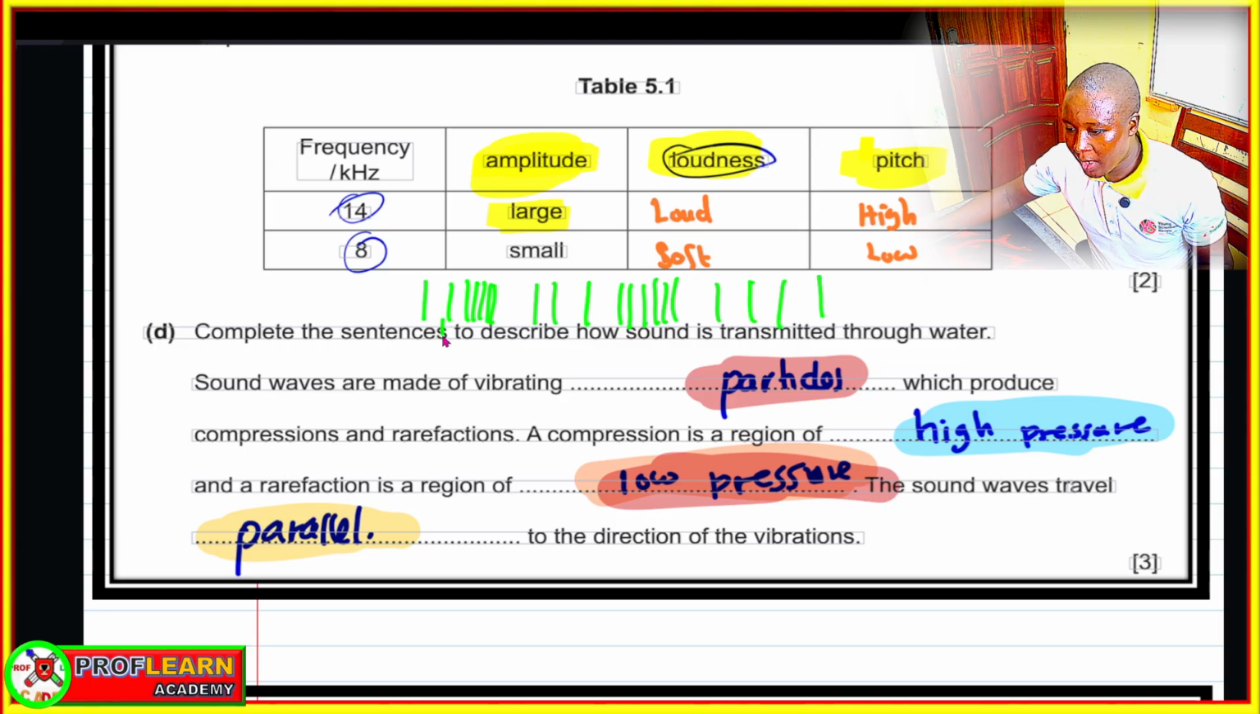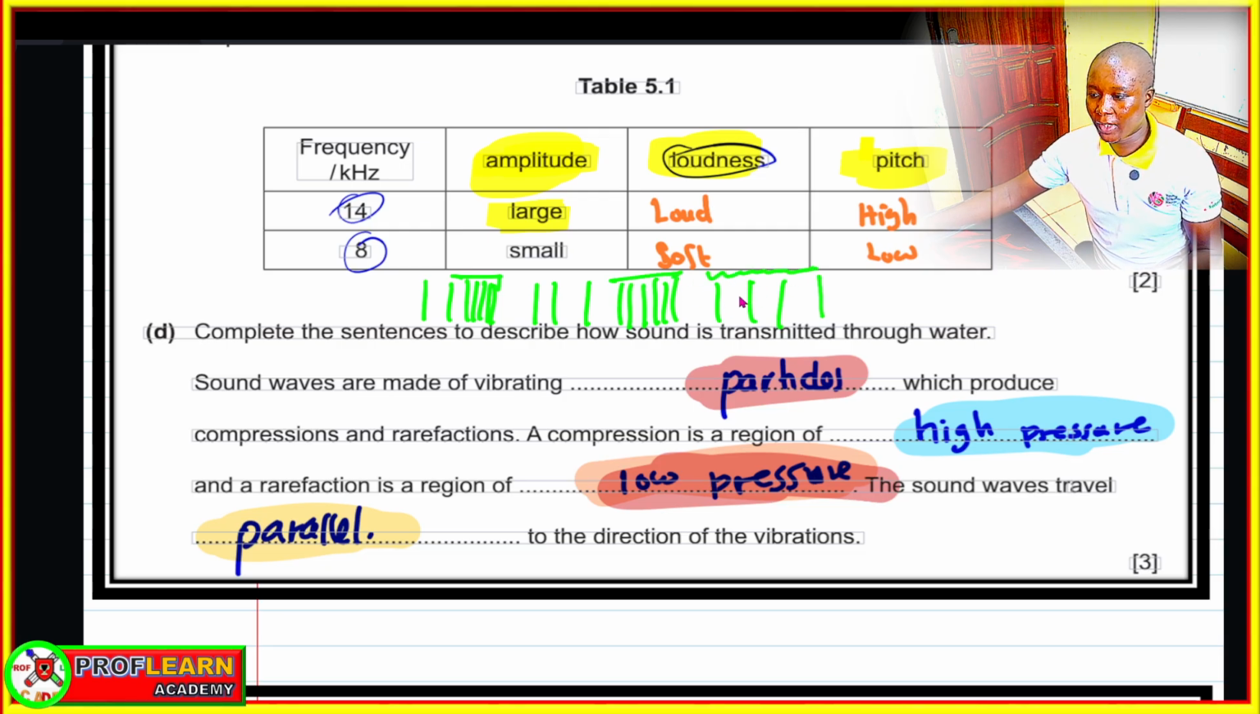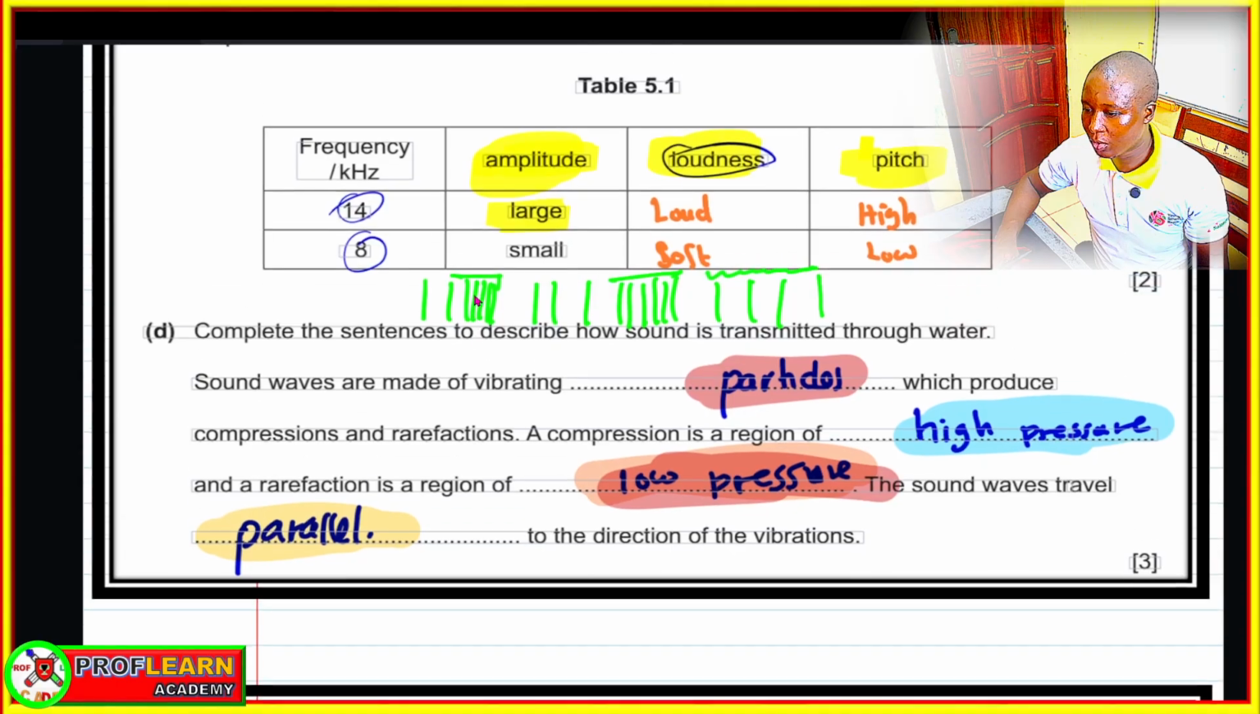So this region where the wavefronts are very close is called compressions. But this region here where there's space is called rarefaction. And rarefaction is a region of low pressure, compression is a region of high pressure. And here particles are vibrating very fast, high kinetic energy, so you need to remember that.